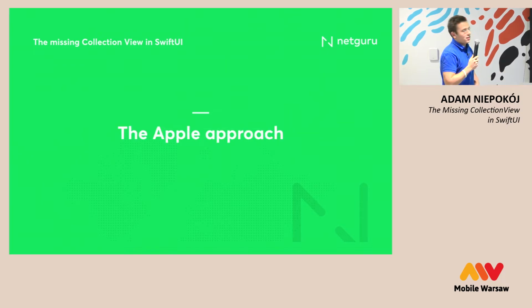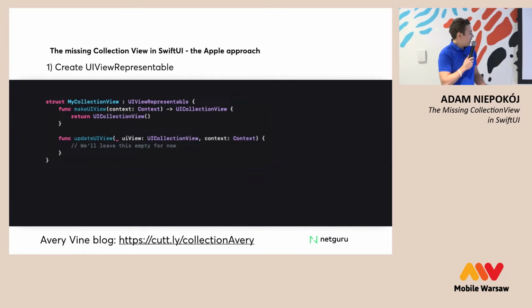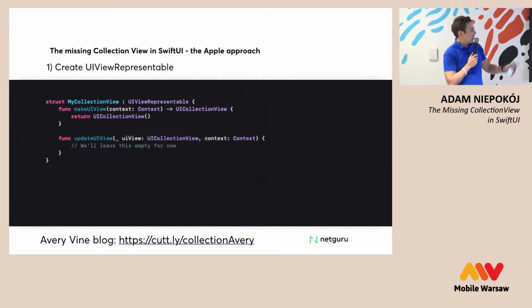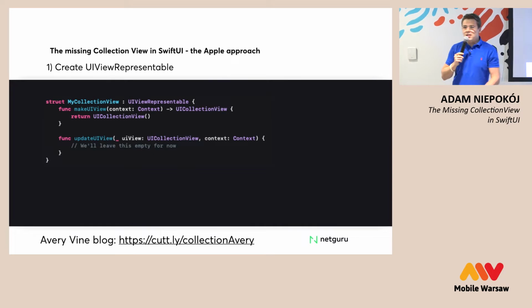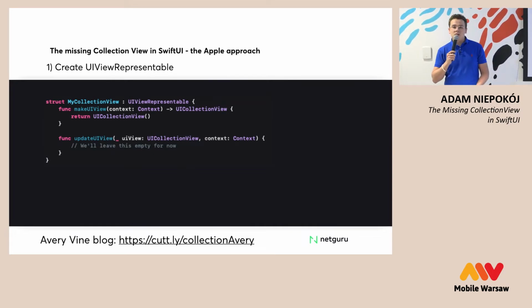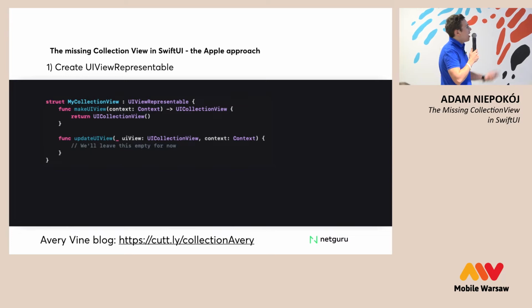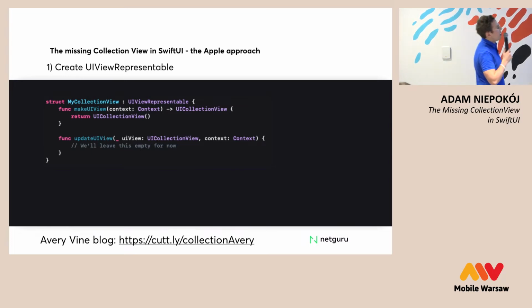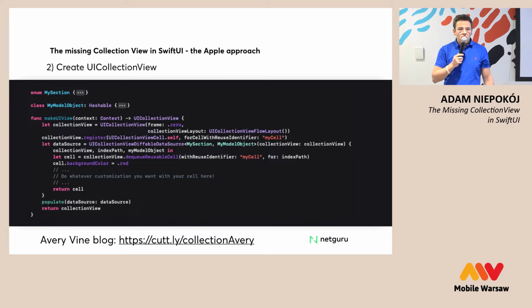Actually, Apple has an answer for that, and I will briefly present it to you, the Apple approach. According to Avery Wine's blog, which link you can find on the bottom of the slide, you basically have to represent the collection view inside SwiftUI, the old collection view we know, and in order to do that you need to use the UIViewRepresentable protocol and just wrap the UIKit collection view around it.